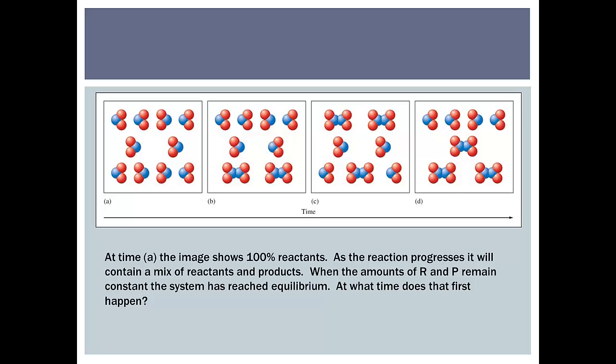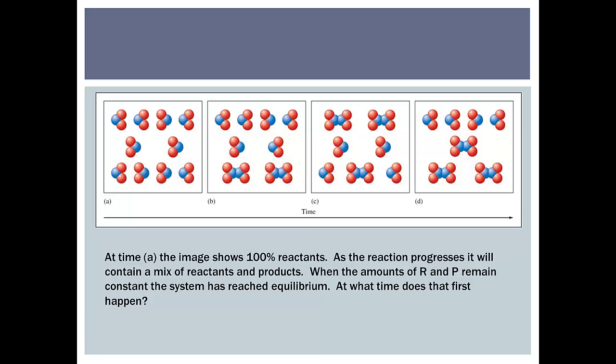So if we look at the particle diagrams here, you'll see in time A, it's all reactants. If you look at time B, we have 1, 2, 3, 4, 5, 6 of our reactants remaining, and now we have 2 new particles of products. Time C, we have 3 particles of products and 4 particles of reactants. And if you look at time D, we have 4 particles of reactants and 3 particles of product. So the next question is, what time does the system first reach equilibrium?